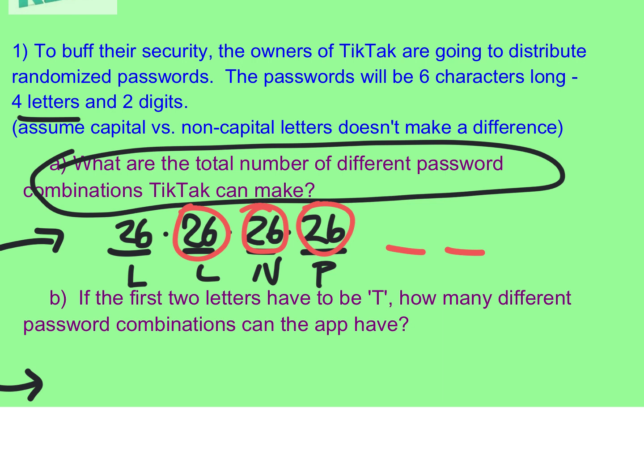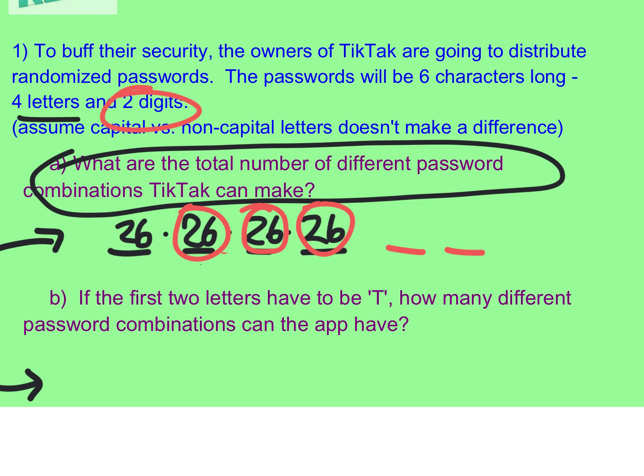Because if L already got picked at the beginning and you weren't allowed to have a repeat, well then we would have had to change this to 25 choices. All right. But they didn't say anything about that. I'm just reminding you because I know we do that sometimes.